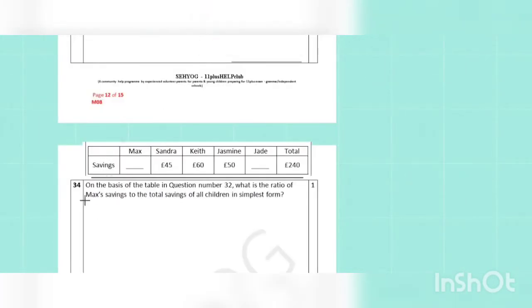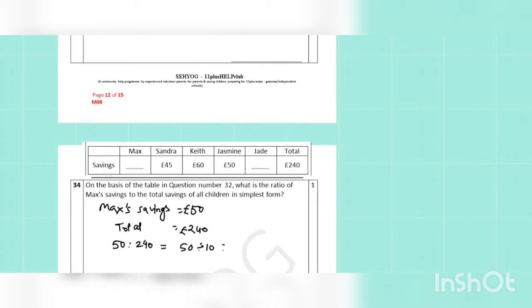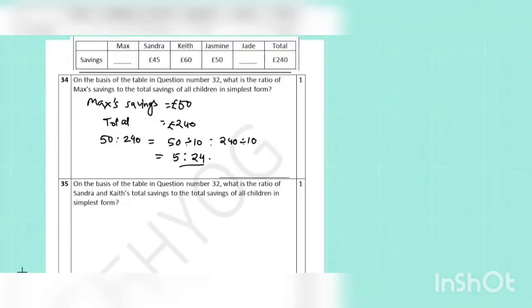In question number 34, find the ratio of Max's savings to the total savings of all children. So Max has saved 50 pounds, as found in part A of the sum. And the total savings of all children is 240 pounds. So the ratio is 50:240. Dividing both the terms of the ratio by 10, 50 divided by 10 is 5 and 240 divided by 10 is 24. So the answer is 5:24.